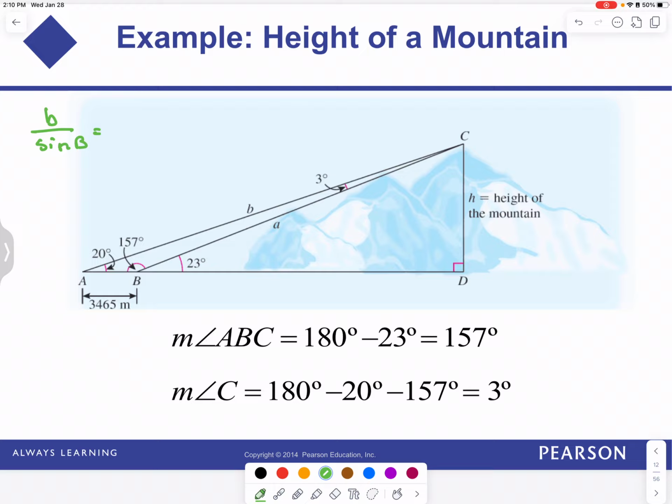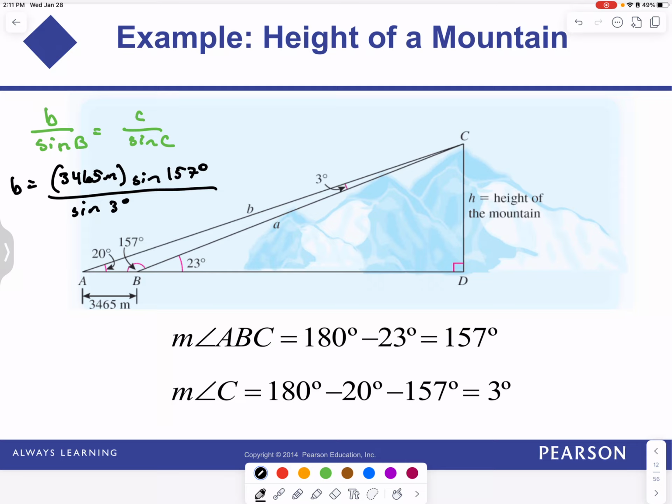Let's just see. C over the sine of C, okay? We're trying to solve for B, so then ultimately B should be equal to, now our C, lowercase c, is going to be that 3465 meters, times the sine of angle B. Now angle B is 157 degrees. Over the sine of angle C, which is 3 degrees. So that's going to be the sine of 3 degrees. Okay. So now I'm just going to leave it like that for right now. We have an expression for side B, right?